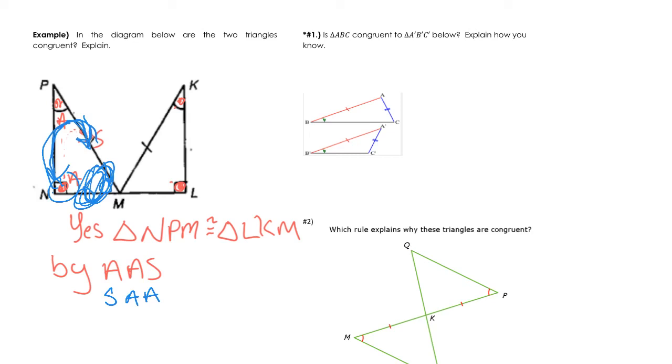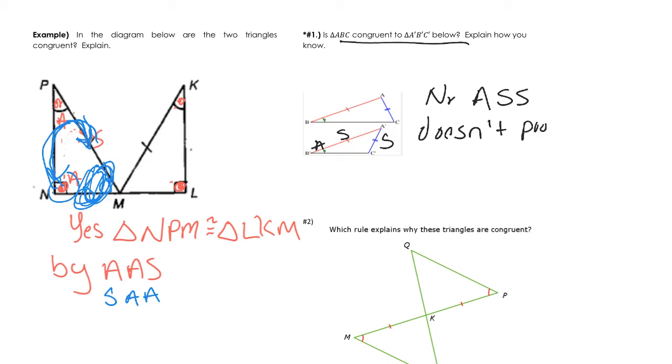So looking at this one, are these triangles congruent? Explain how you know. So this would be an angle the same, then a side, then another side. So no. Angle, side, side doesn't prove triangles are congruent.